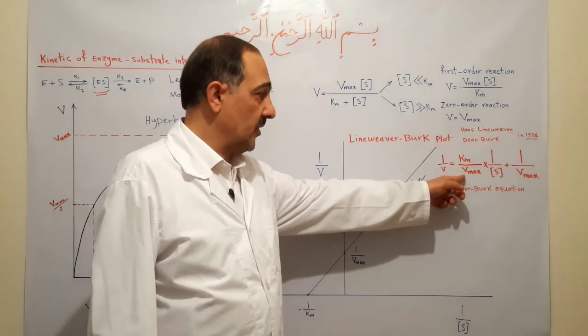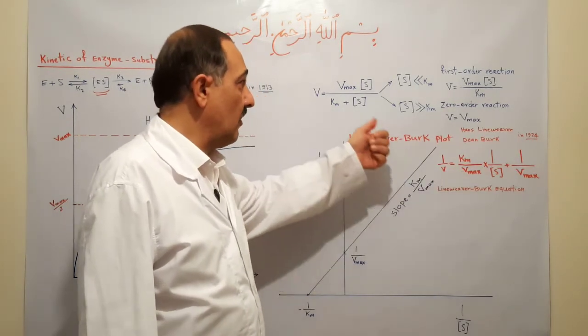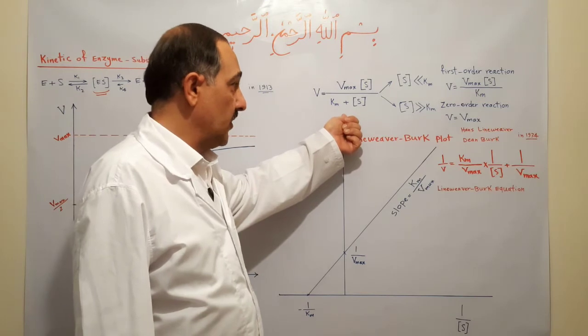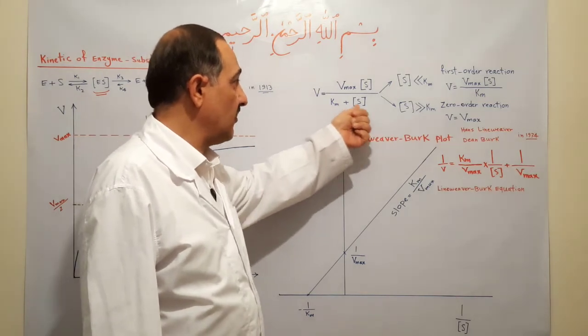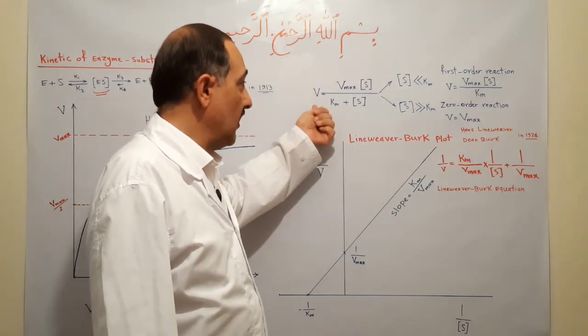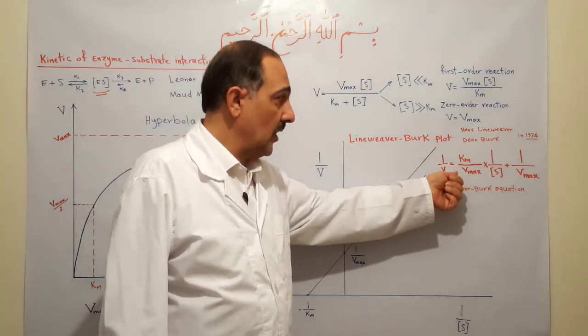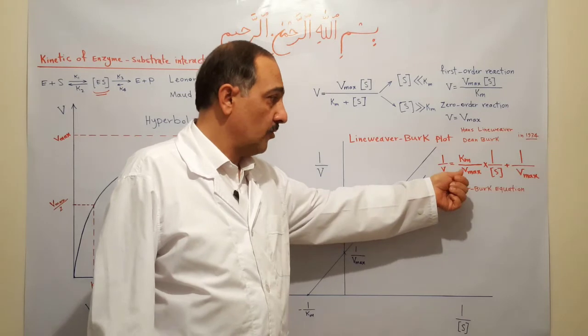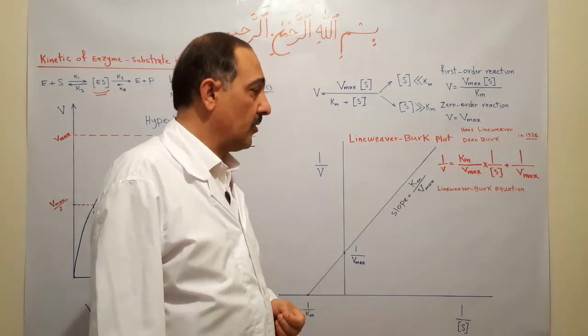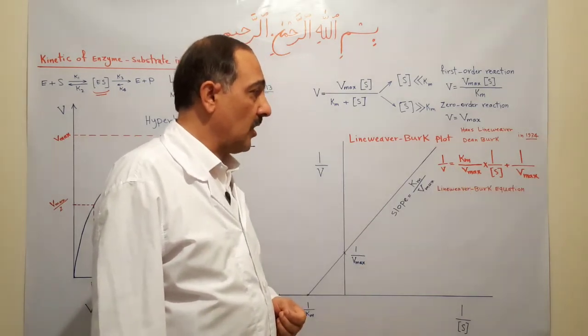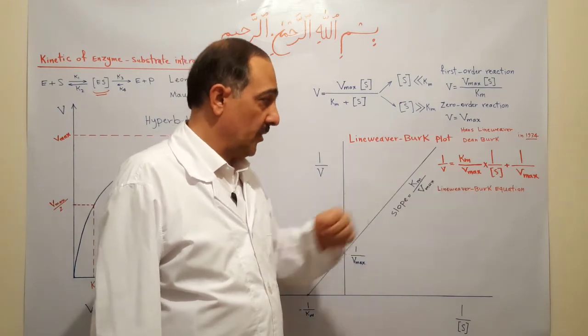This equation is inverse of Michaelis-Menten equation. By reciprocating both sides of Michaelis-Menten equation, you will reach to Lineweaver-Burke equation. So Lineweaver-Burke equation is called a double reciprocal equation.